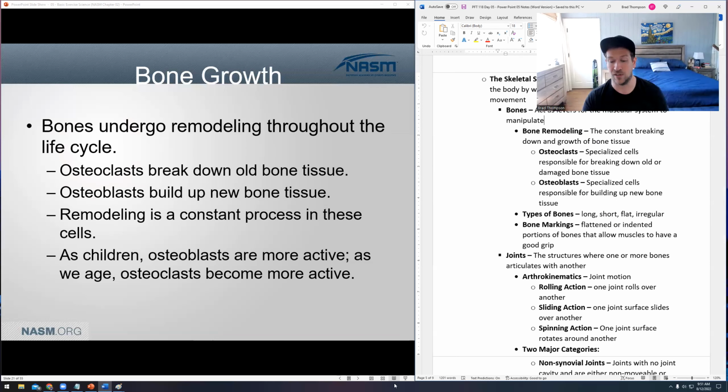Obviously, you can also decrease bone density if you're not getting enough calcium or vitamin D. If you're not giving yourself the fuel necessary to build it back up, that can actually decrease your bone density. But in general, exercise improves bone density, right? And it's because of this bone remodeling process. So the two cells that are responsible for that are your osteoclasts, those are your bone breaker downers, and your osteoblasts, those are your bone builder uppers.